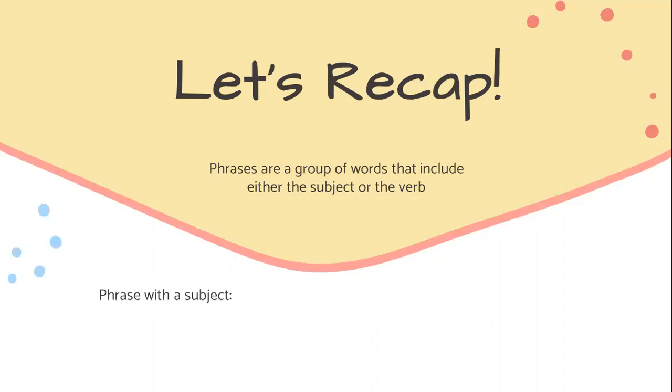For example, if you have a phrase with a subject that only has the subject inside, it could be the old brown cupboard. The cupboard is our noun, and its description, the old brown, is the adjective with it. Together, these group of words become a phrase. Similarly, a phrase with the verb could be honking loudly, because it also gives us additional information about the verb.